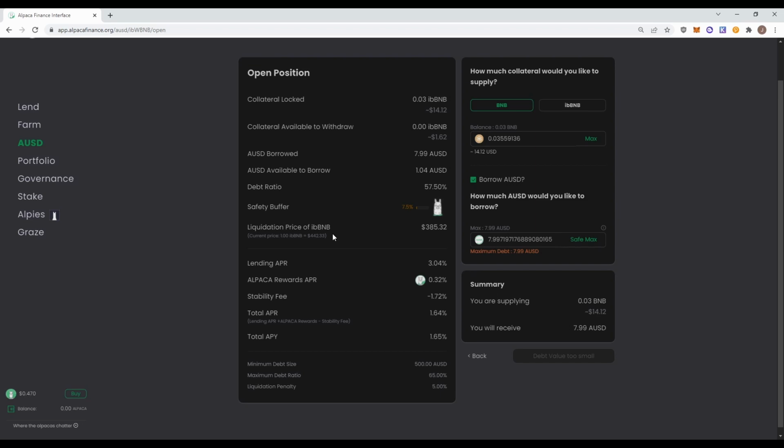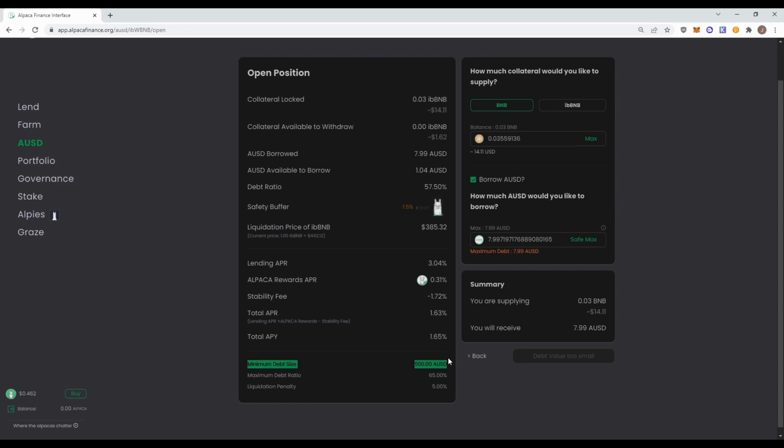Also here worth pointing out that one IB BNB is always going to be worth more than BNB, and that ratio is just going to increase. The lending APR is the APR that we are earning for taking out this loan. We are also getting 0.31% in Alpaca, and we are paying a stability fee of 1.72%. So this means that we are getting paid for taking out this loan in BNB terms and in Alpaca terms, putting us at a total APR of 1.63%.